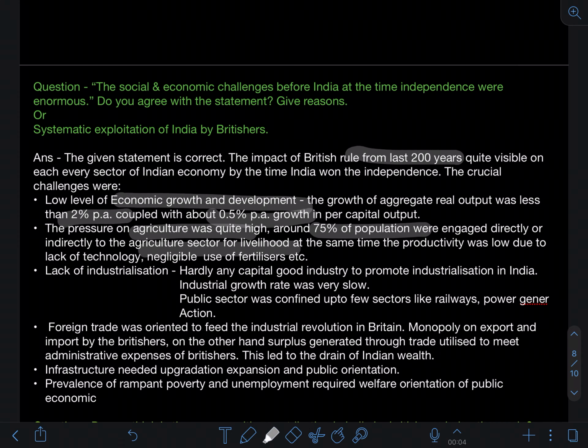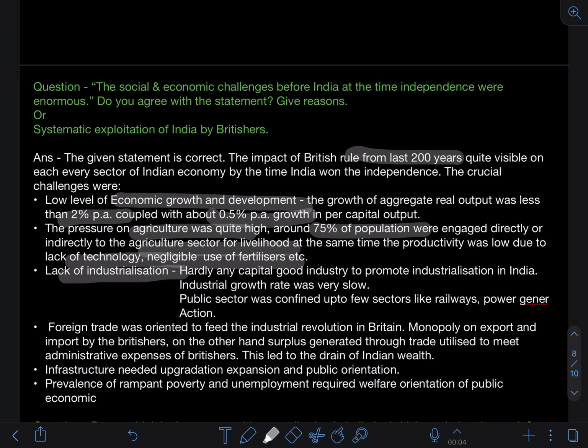At the same time, productivity was quite low due to lack of technology and negligible use of fertilizer. People were illiterate about how to use the fertilizer and how much, with no technological means to increase productivity in the agriculture sector. So that was the second challenge in front of the Indian economy at the time of independence. Another thing is lack of industrialization.